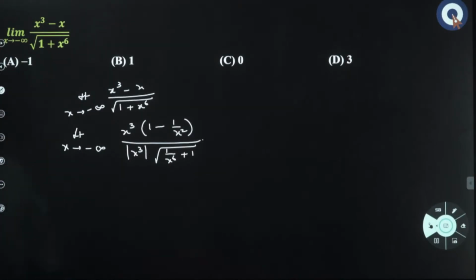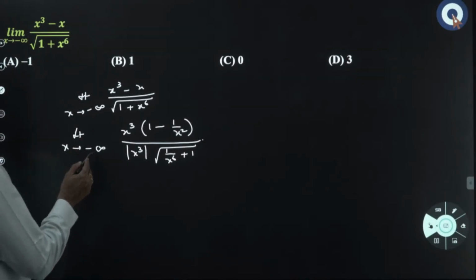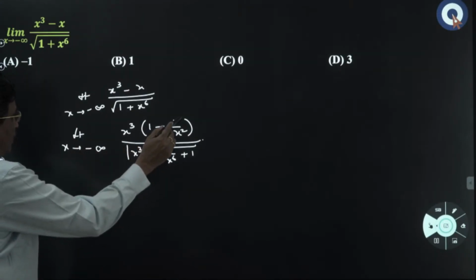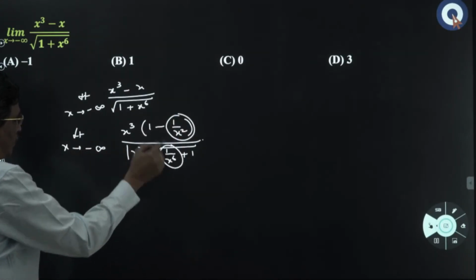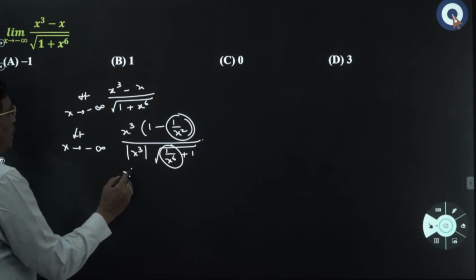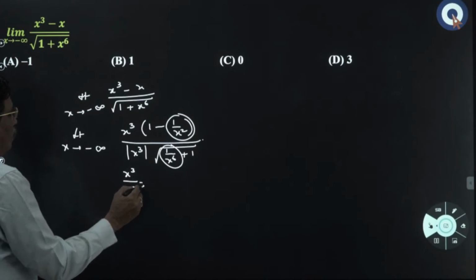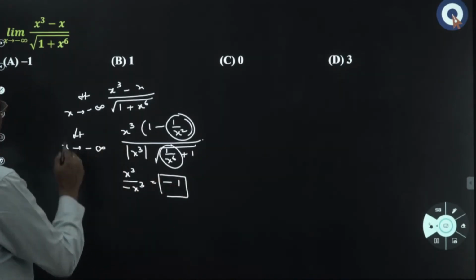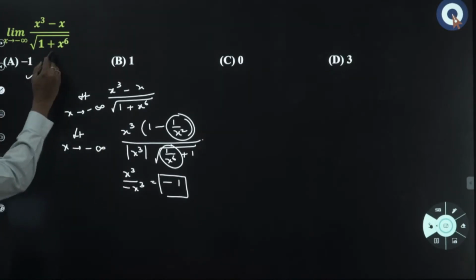Now, because x is a large negative value, as x tends to infinity, this is anyway 0 and this is also 0. So you are getting 1 by 1. But here the mod of this is minus of this. So you get x cube by minus x cube, which is minus 1. The answer is not plus 1 but minus 1. So option A is correct.